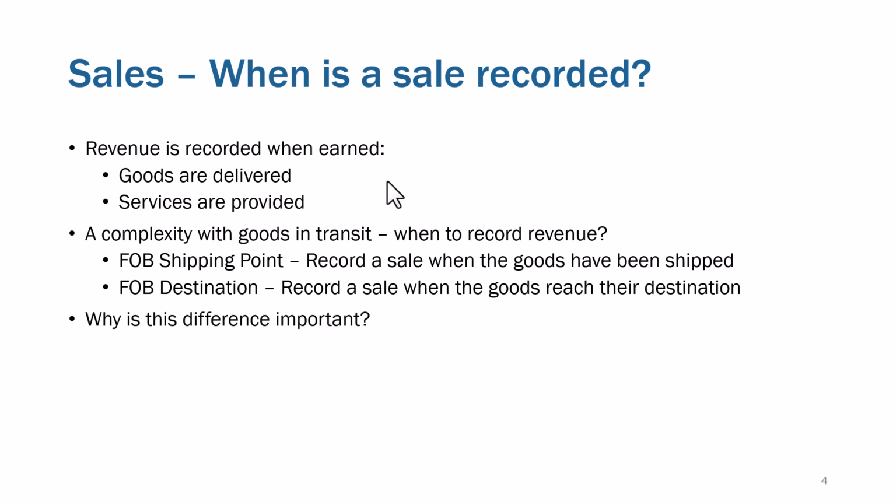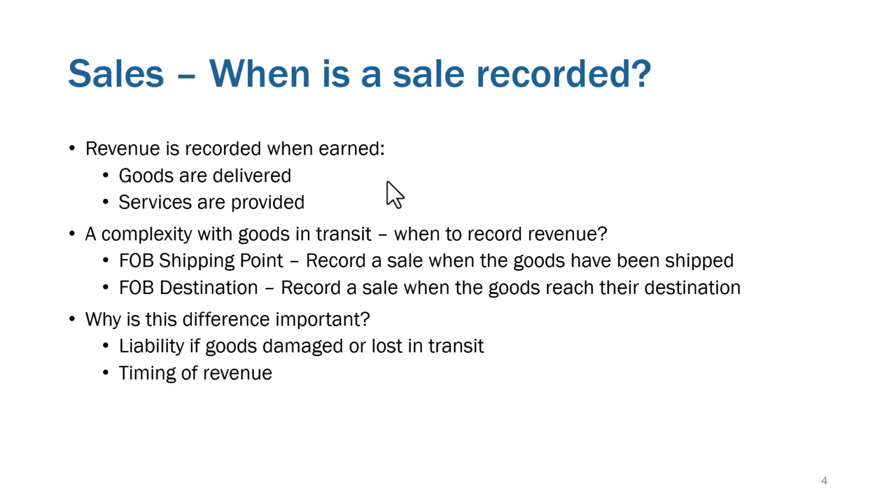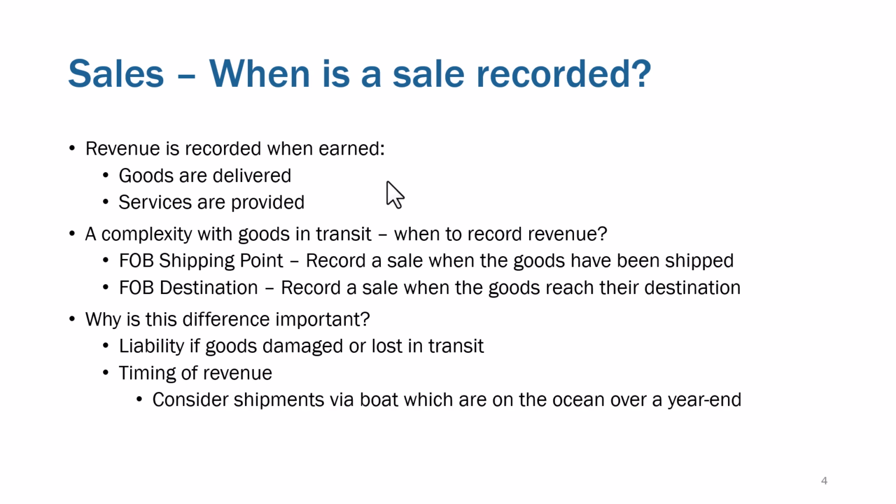Now, why is this difference important? Again, not important if it all happens within the day, all right? But if the goods are damaged or lost in transit, it can affect the timing of revenue. And think about it again, not within a day, but maybe the shipment is taking place on a boat, and it's on the ocean over the end of the year. You could imagine something where maybe the goods leave a company's warehouse, the seller's warehouse, on December 15th. They get loaded onto a truck.